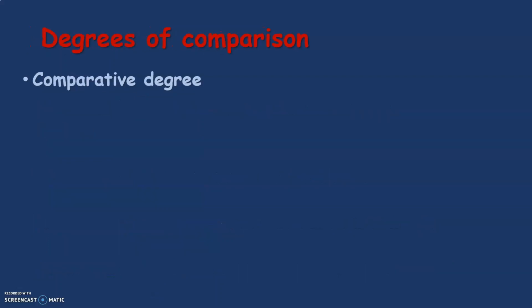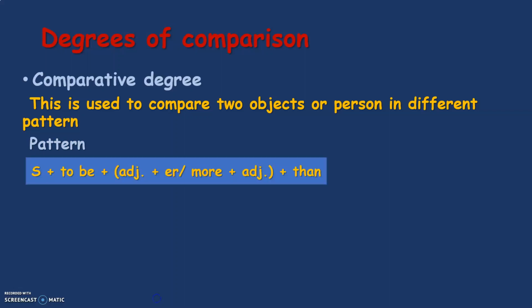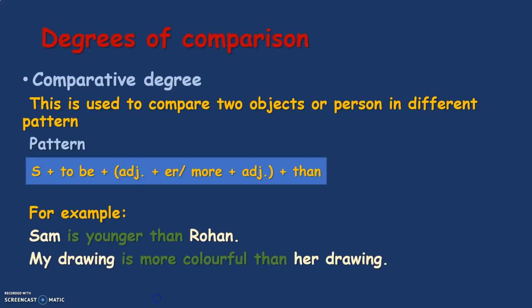Now, comparative degree. This is also used to compare objects or persons but in a different pattern. So what is the pattern of comparative degree? Subject plus to be, then adjective plus er, or more plus adjective, then than. For example, Sam is younger than Rohan. My drawing is more colorful than her drawing.